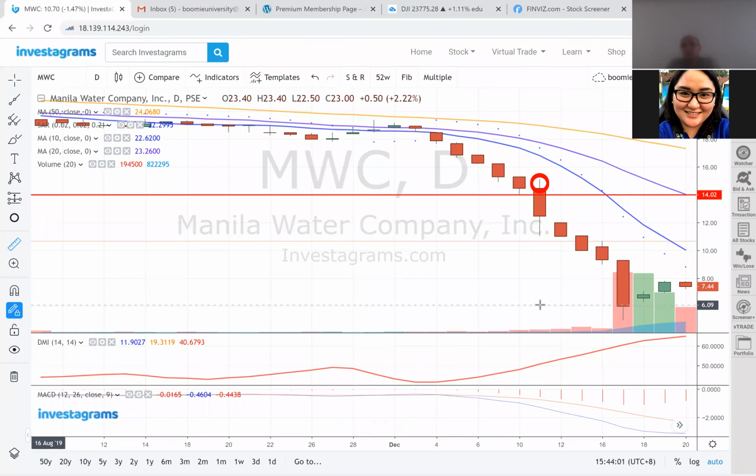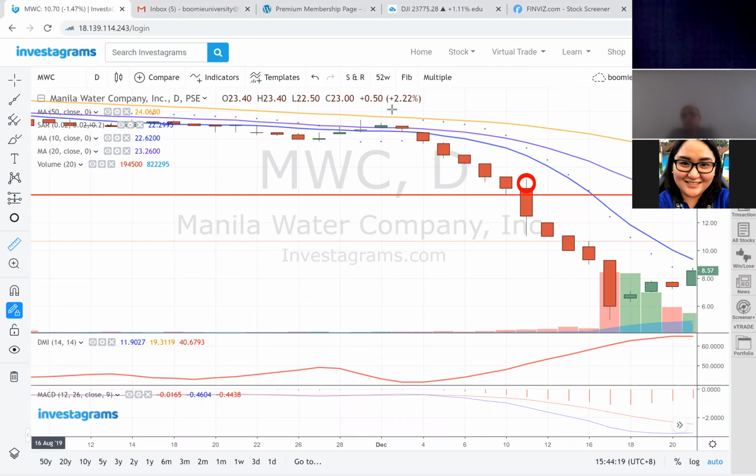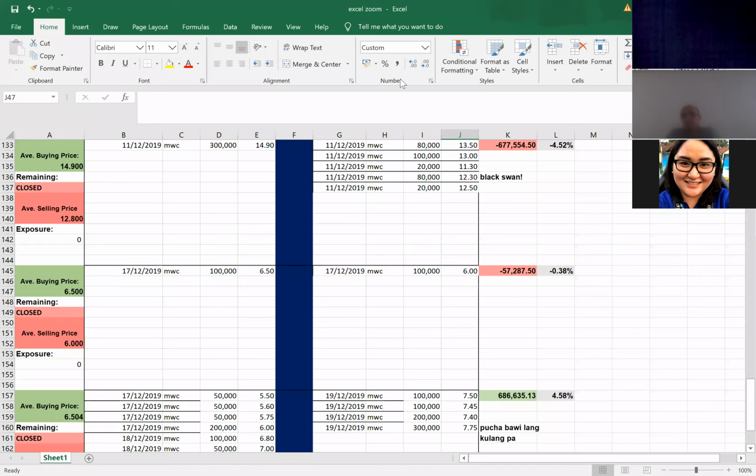So, good trade siya because I still sold and cut my losses. If hindi ko kinat yun, ubos yung pera dun, kasi nag-5.50 to. And in that trade, you will see me re-entering Manila Water here at 6.50. And then, bumagsak pa ulit. So, I sold it at 6 pesos.